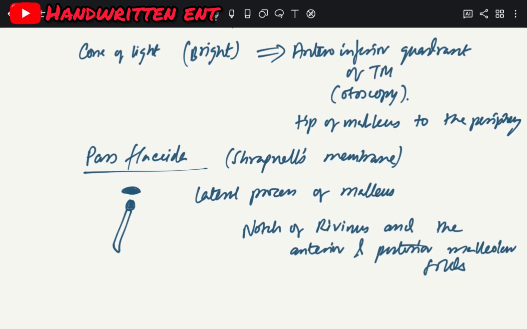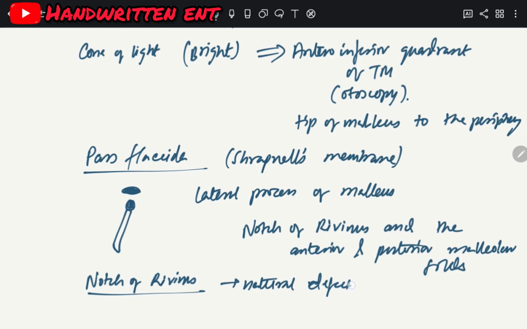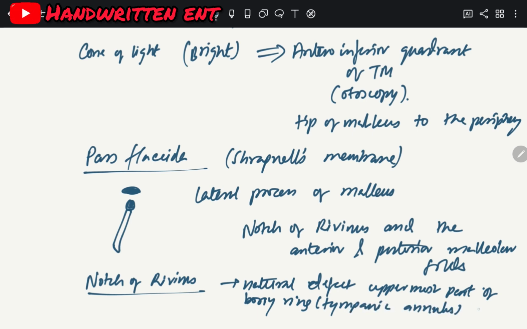So what is notch of Rivinus? So basically notch of Rivinus, it is also known as tympanic notch, is a natural defect. So it is a natural defect in uppermost part of bony ring, that is tympanic annulus, that supports the tympanic membrane within temporal bone.